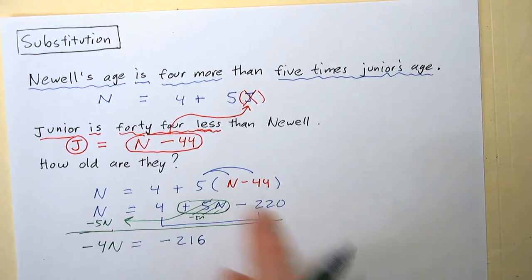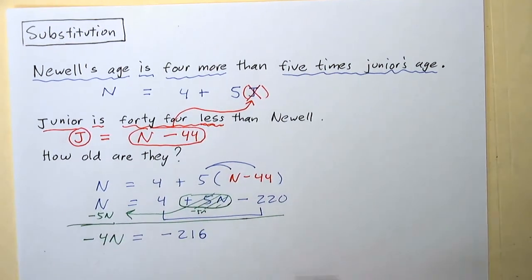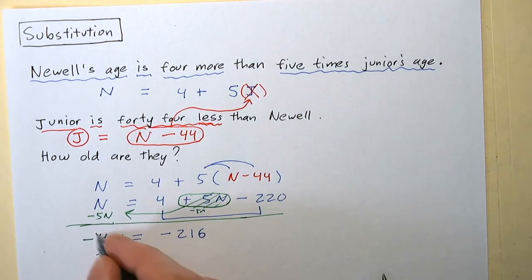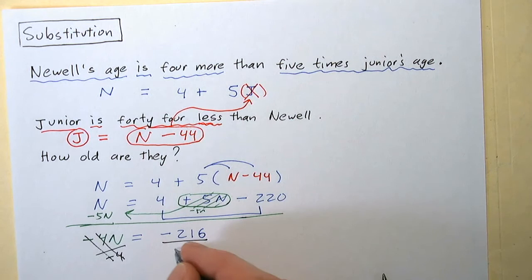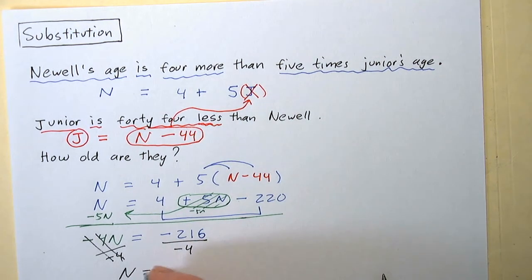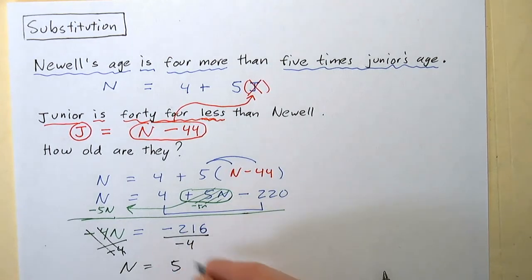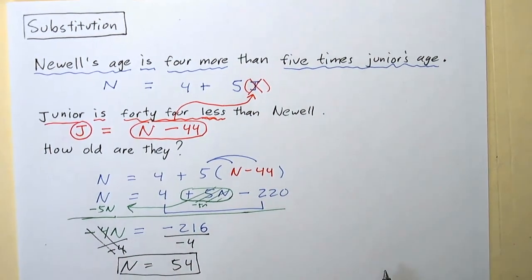Okay, so here's what we did. We moved the n over, put those together. Every problem is going to be unique. And see, 4 times what? Let's see, we'll divide by negative 4, because that both cancels. Negative divided by negative, negative 4. And maybe use a calculator. Put that in, and you get negative over negative is positive. Newell is 54.